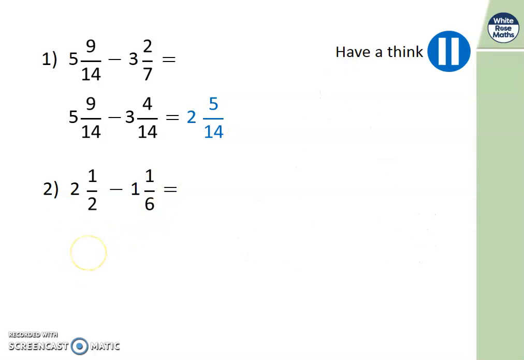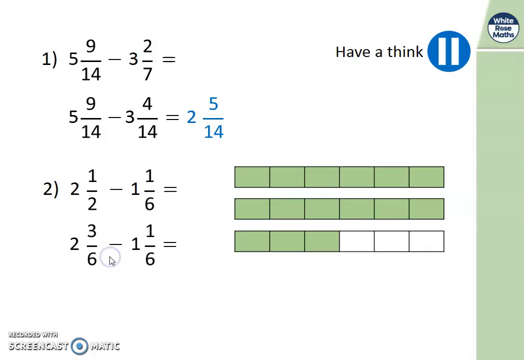This time we'll have a go at doing it with our bar model. So you can see we've changed it so they're both in sixths. 2 times 3 is 6, so I'm timesing both parts by 3, so we get 3 6. That makes sense because 3 is half of 6. Let's build this as a bar model. So we've got 2 whole ones in 6 pieces each, and then we've got 3 6.